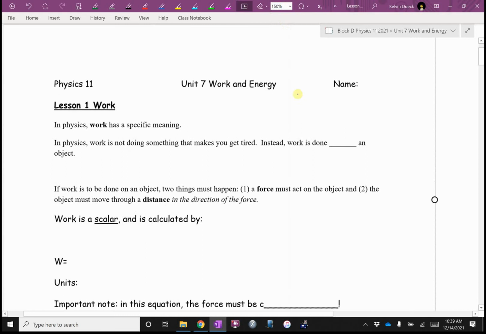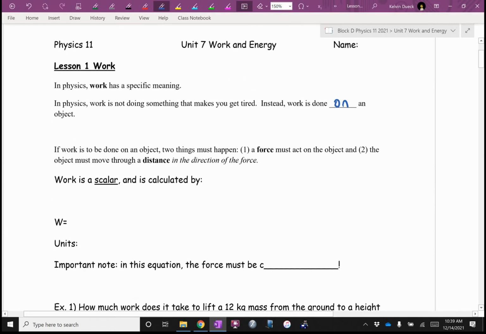Instead, you do work on an object. You don't do work, you do work on something. And if you're going to do work on an object, two things must happen. Number one, an unbalanced force must act on the object. And number two, the object must move through a distance in the same direction as the force.